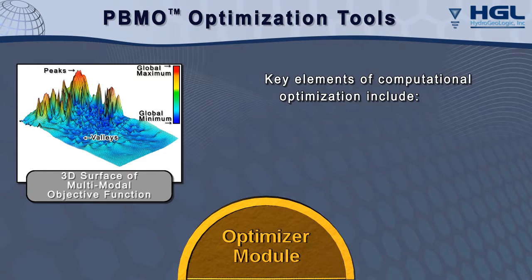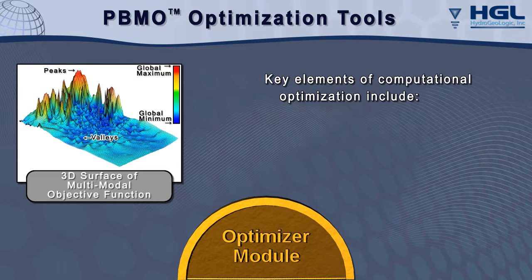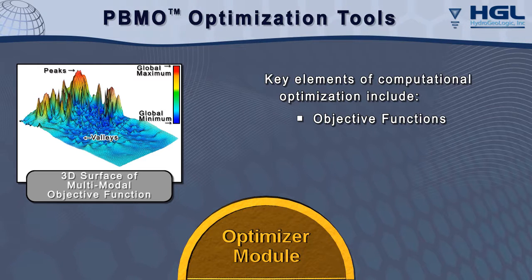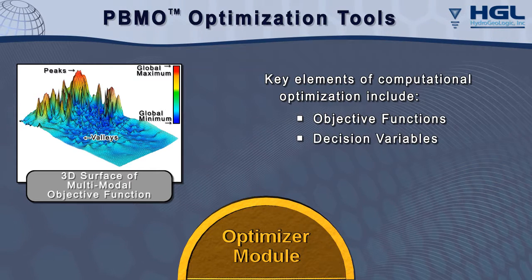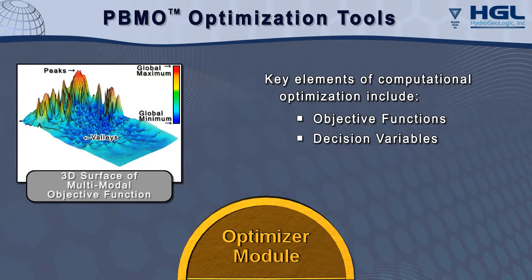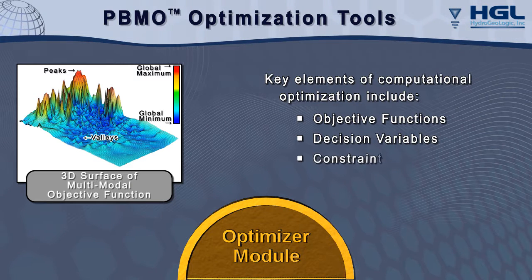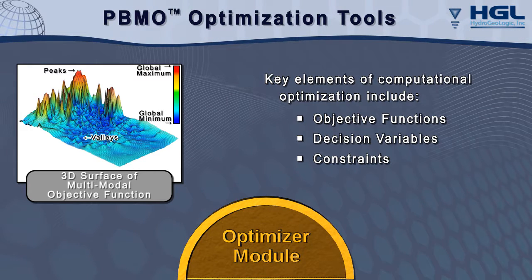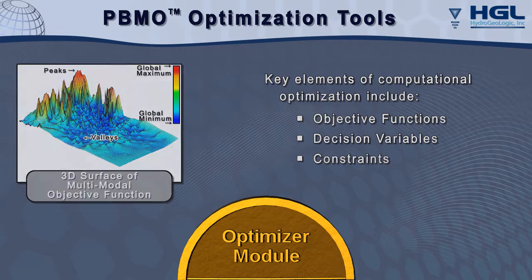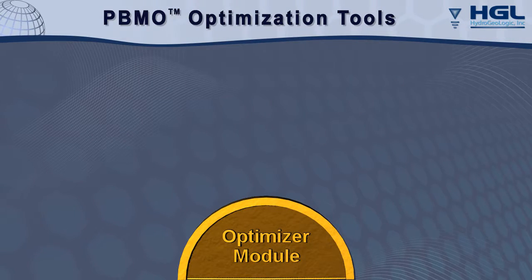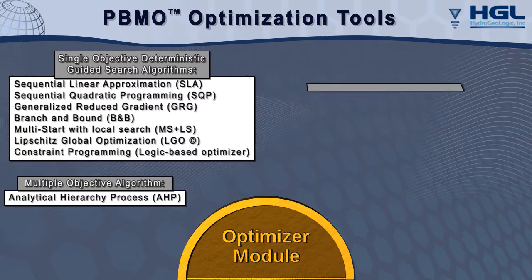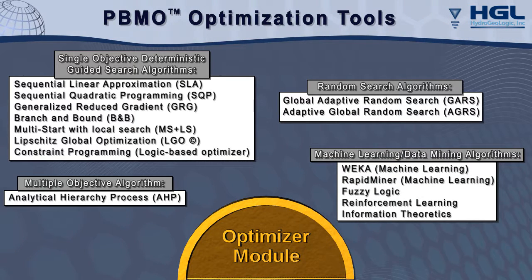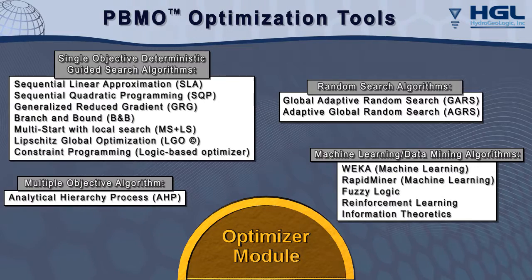Key elements of the computational optimization include objective functions, the value you want to optimize, such as minimizing cost or time to remediation; variables, aspects of the problem that can be varied, such as pumping rates and locations; and constraints, aspects of the problem that cannot be changed, such as treatment system capacity or compliance boundaries. PBMO uses a select group of computational optimization algorithms. These algorithms and their functionality are described in the PBMO code documentation and in the management science literature.